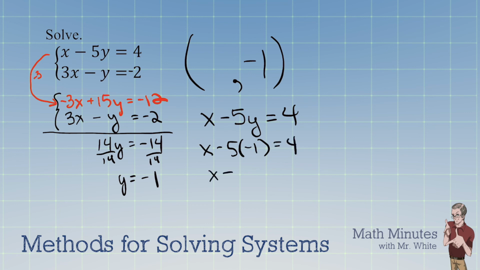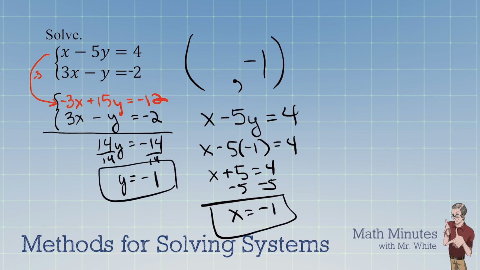And x plus 5 equals 4. We minus 5 on both sides. X equals negative 1. So there's our two coordinates for our point of intersection of the two lines. It happens to be at negative 1, negative 1. So that wasn't so bad, right, with this transformation.